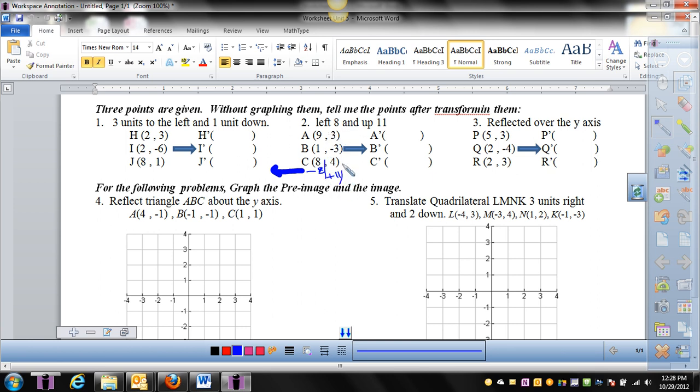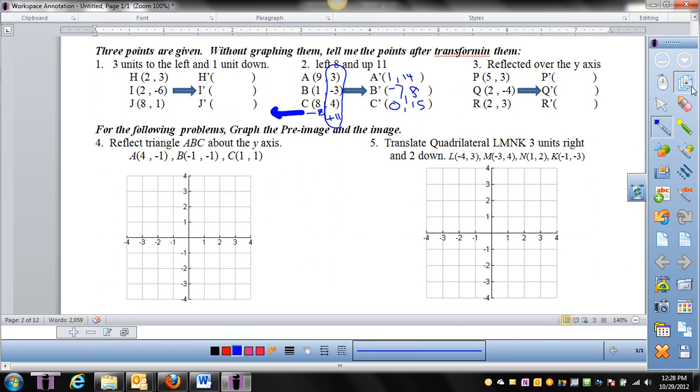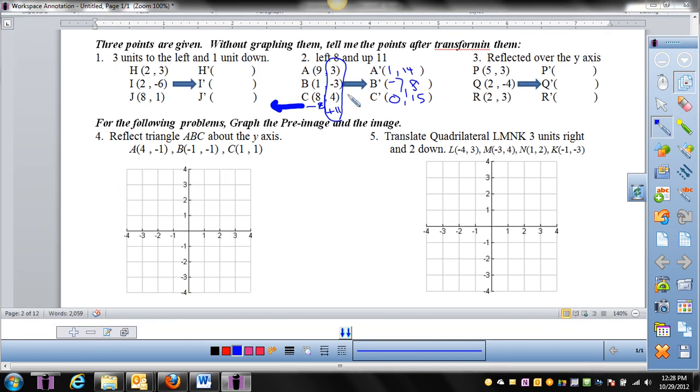Okay, so all of these y values, there we go. We're going to add 11 to all those. So what's 9 minus 8? 1. 1 minus 8? Negative 7. 8 minus 8? 0. Okay? Now let's do the y values. 3 plus 11? 14. Negative 3 plus 11 would be 8. And then 4 plus 11 is 15. So there we go. We took A, B, and C, and we transformed them to A prime, B prime, and C prime. Okay? So that's those ordered pairs now moved to the left 8 and up 11.